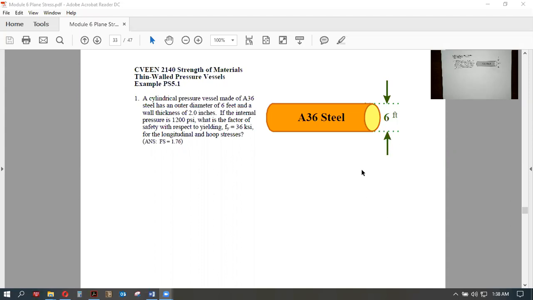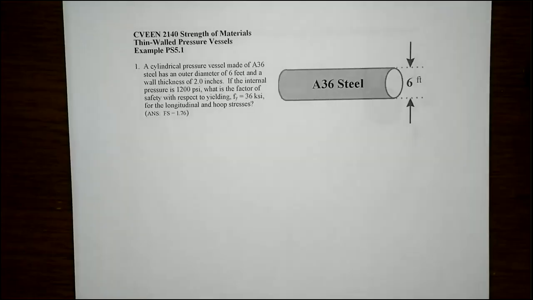That is an enormous internal pressure in a tank, and that is why we're also seeing quite a large wall thickness. Right? And so we're going to ask here, what's the factor of safety with respect to yielding if the yield stress is 36 ksi for what we call the longitudinal and the hoop stresses. All right, so let's get into how this all works.